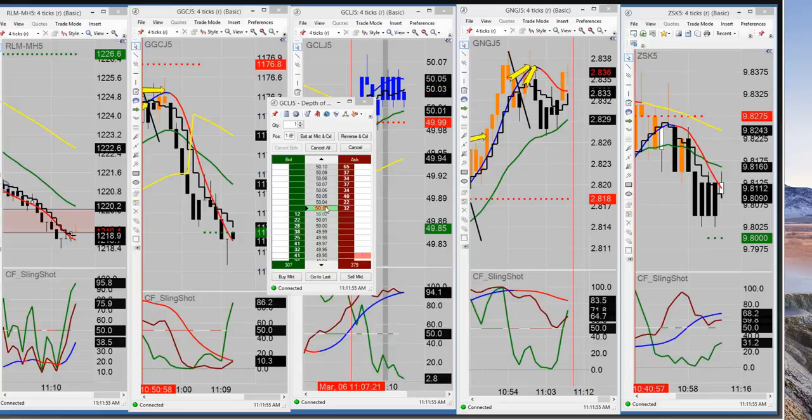All right, so I'm long at 50.03 on the crude right here. And this is probably going to be my last trade of the day, guys.